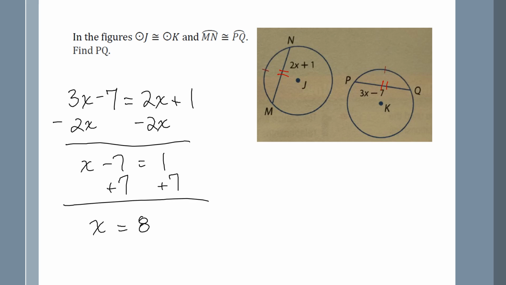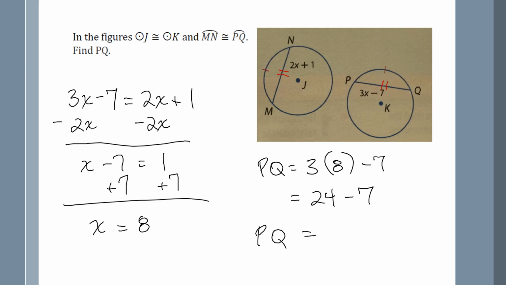Well, if x is equal to 8, then PQ is equal to 3 times x minus 7. So 3 times 8 is 24, minus 7. So PQ is equal to 17.